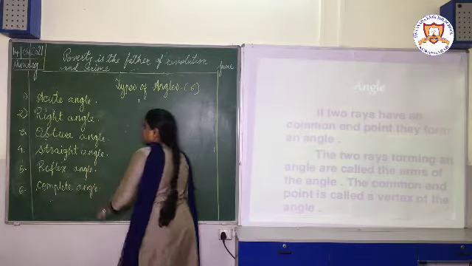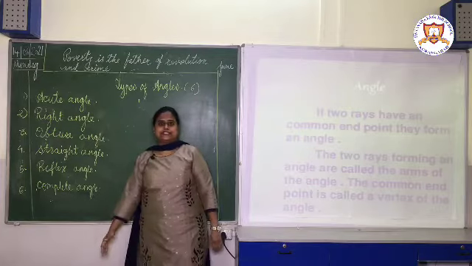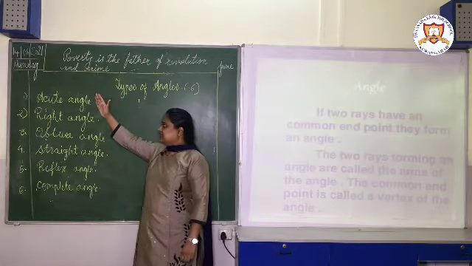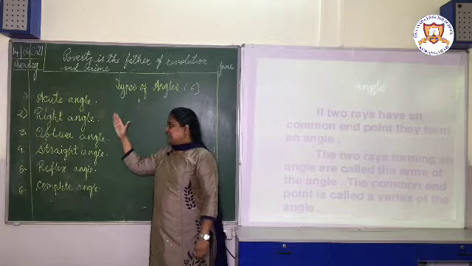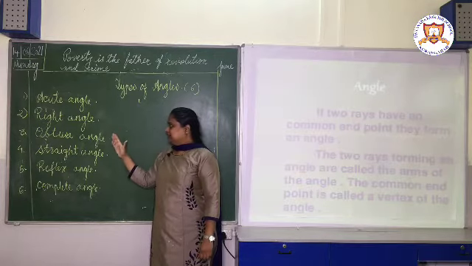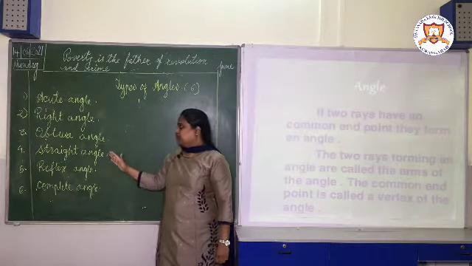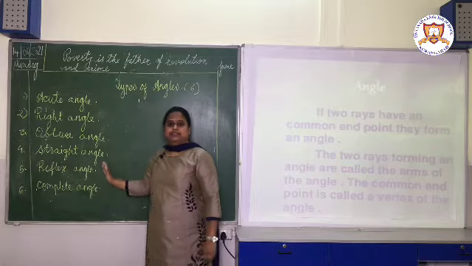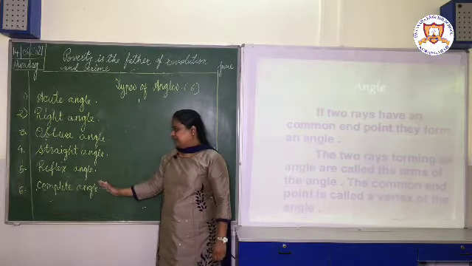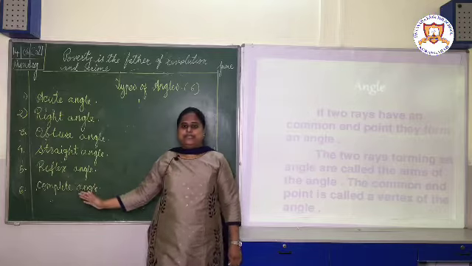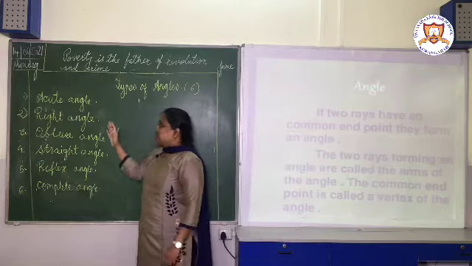Complete angle. These are the 6 types of angle. First one is acute angle. Second, right angle. Third, obtuse angle. Fourth, straight angle. Fifth, reflex angle. And very last it is complete angle. So today we will see one by one.